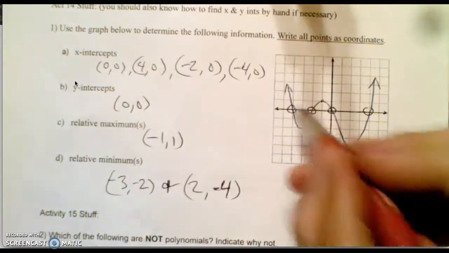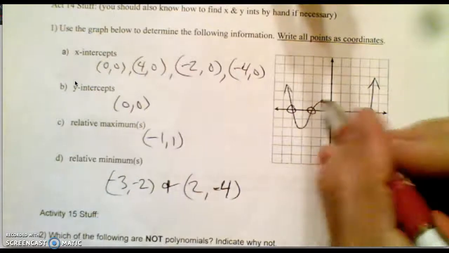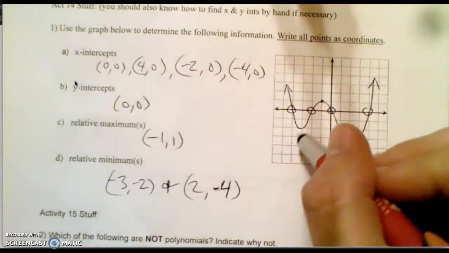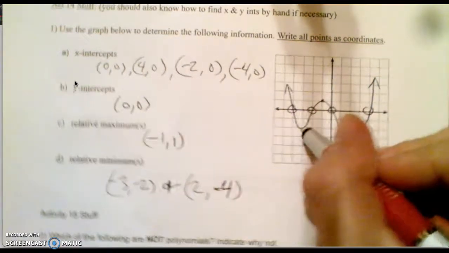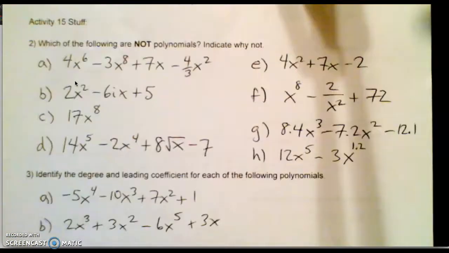Relative max, that's the highest point. It's like a hilltop. It's not the highest point of the whole graph, but relative to this area it is. And then relative mins, there's two of them. There's one there and there. And you're supposed to write them all as coordinates. That's not too hard.